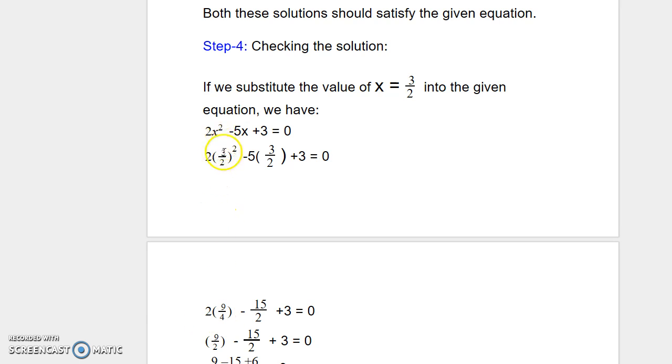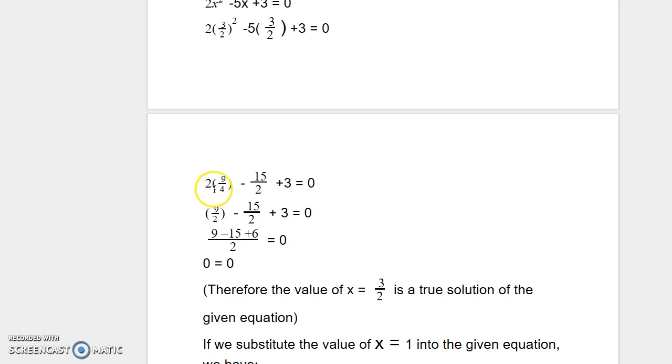2 times 3 raised to the power of 2 is 9. 2 raised to the power of 2 is 4. Minus 5 times 3 is 15 divided by 2 plus 3 is equal to 0. So we'll simplify this first mixed number, 2 times 9 over 4. So we have a 2 on the side and we have a 4 in the denominator. 4 is a multiple of 2, therefore 2 times 1 is 2, 2 times 2 is 4. So when we simplify 2 times 9 over 4, we can write it as 9 over 2 minus 15 over 2 plus 3 is equal to 0.